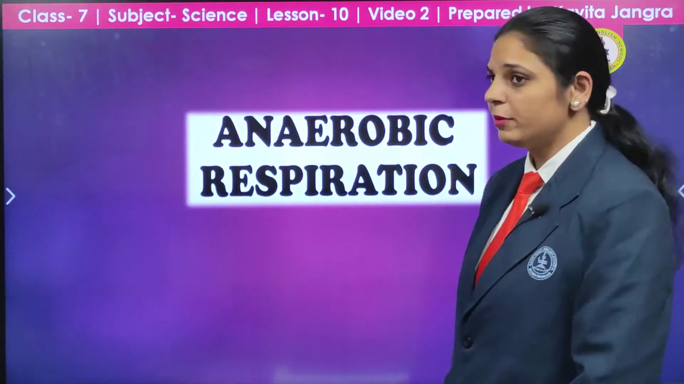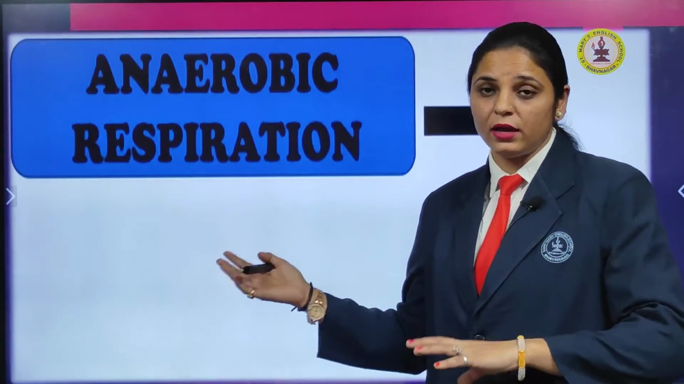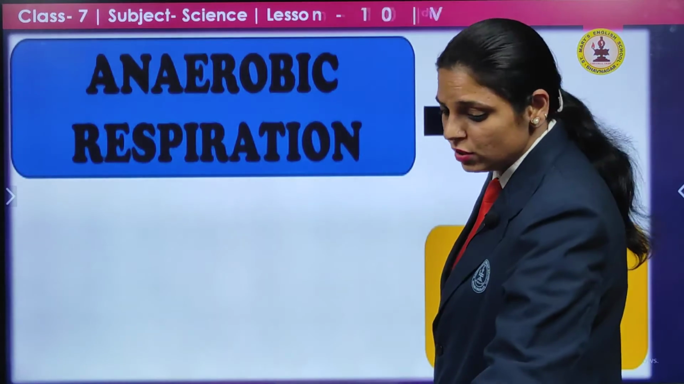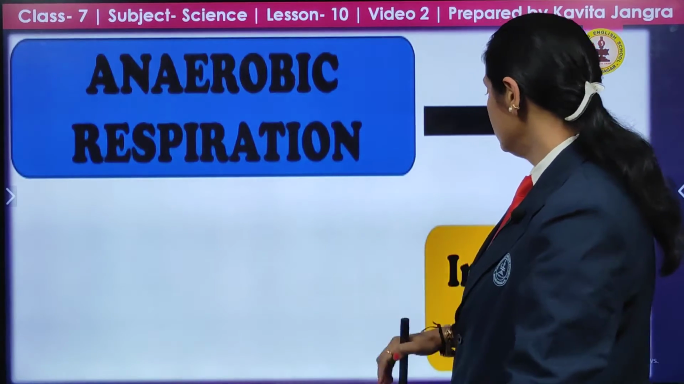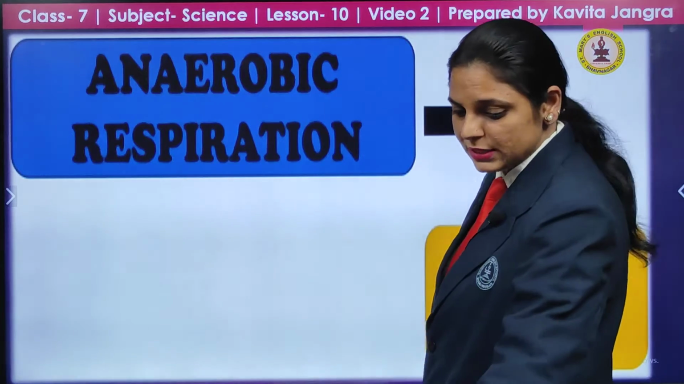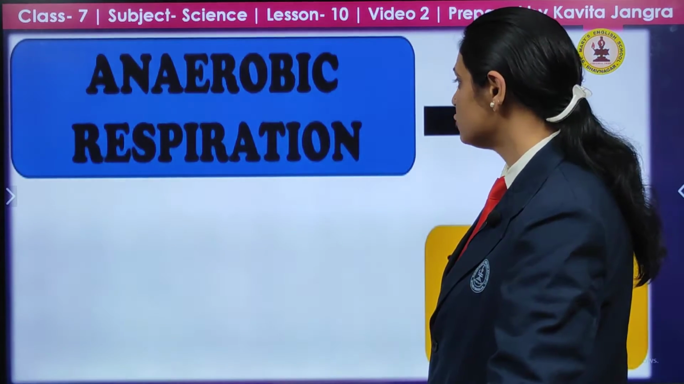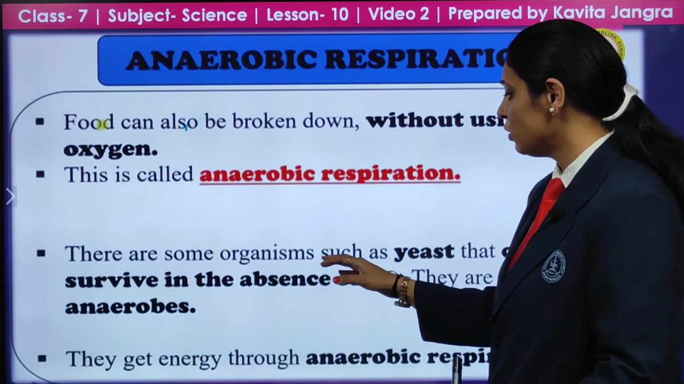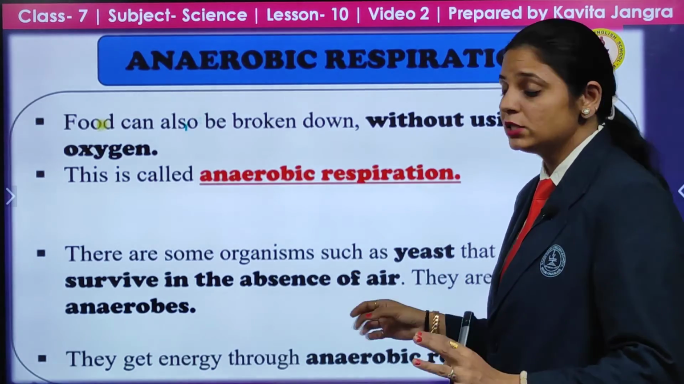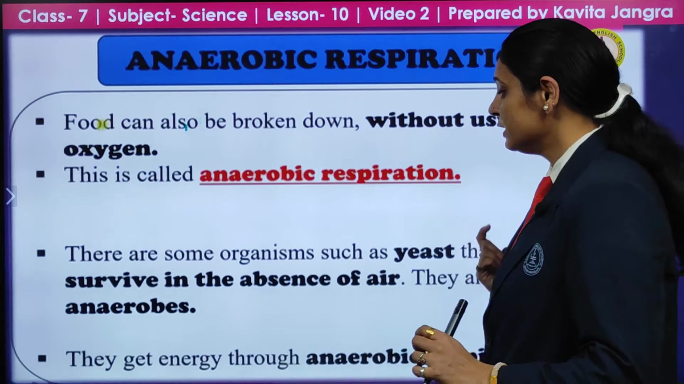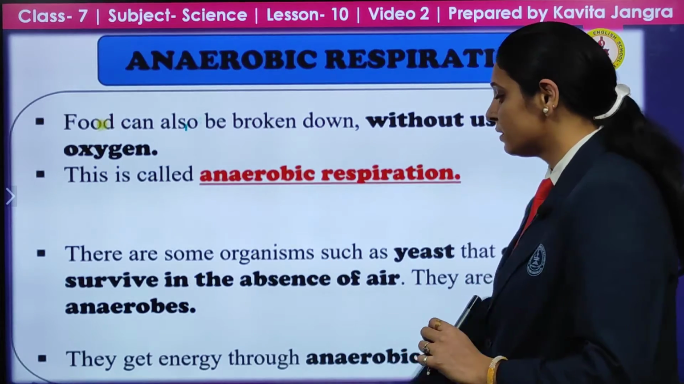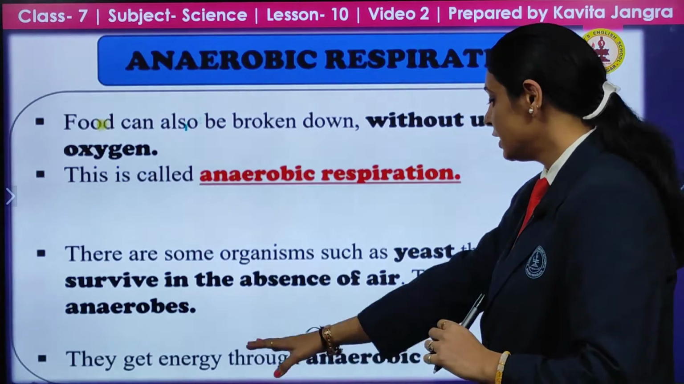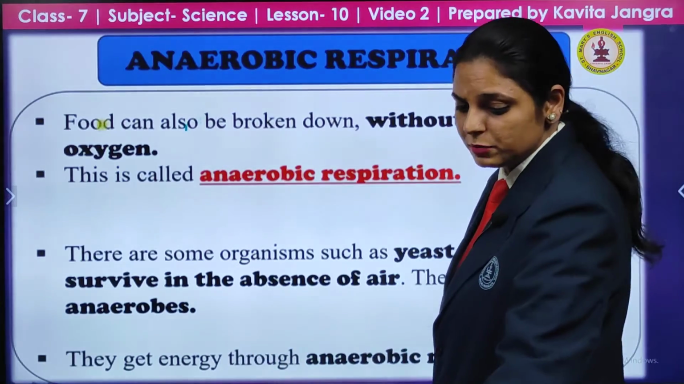Secondly, anaerobic respiration. The word ana added to aerobic means there is an absence of oxygen. So in the absence of oxygen, this process takes place. The energy is released, but in the absence of oxygen. In this case, what will happen? Single-celled organisms, the fungus yeast for example, survive in the absence of oxygen. They are known as anaerobic organisms. They get the energy through anaerobic respiration.